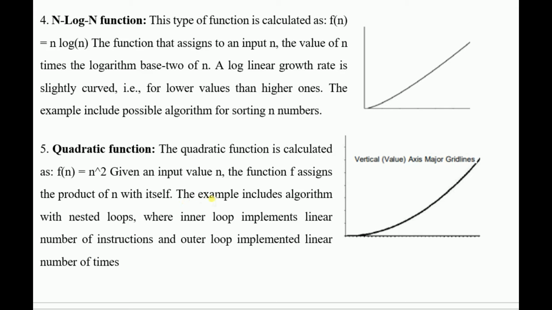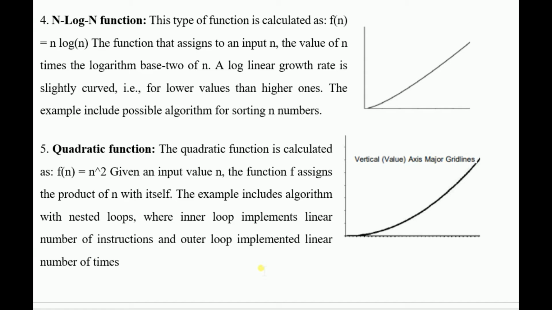Given an input value n, the function f assigns the product of n with itself. The example includes an algorithm with nested loops. If you are using two for loops, it may be an example of a quadratic function, where the inner loop implements a linear number of instructions and the outer loop implements a linear number of times.